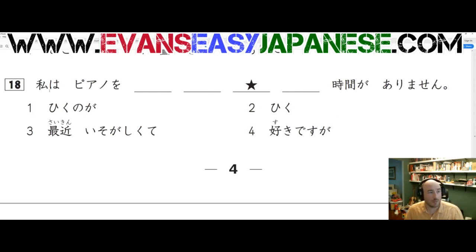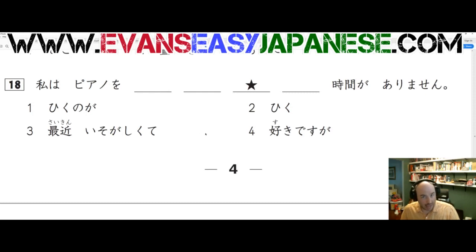Okay, so here we go. What I'm 90%... So, hiku no ga, the playing of the piano, most likely. Hiku, to play the piano. So number 1 is the playing of the piano. Number 2 is just straight up play a piano. Saikin isogashikute, lately been busy. And number 4, I enjoy doing suki desu. I enjoy doing BUT, not something inappropriate. All right, so here we go.